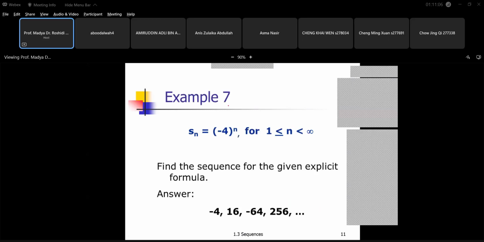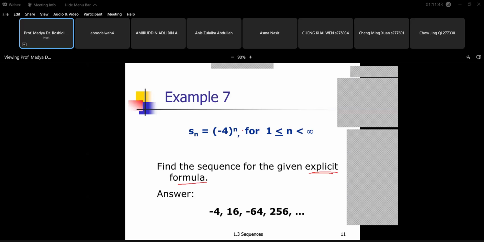Okay, example 7. Example 7 given Sn. Find the sequence for the given explicit formula. Once it says explicit formula, you must understand each of the variables and focus on the location. So Sn equal to negative 4, we put a bracket here, we put parentheses.